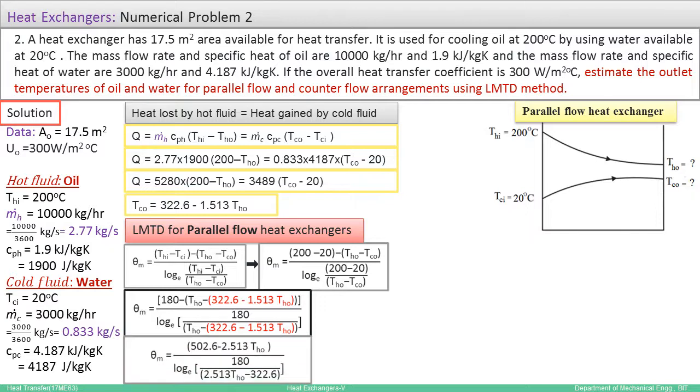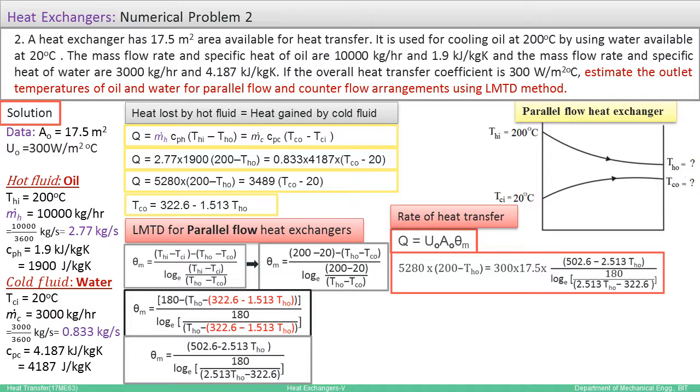And when you try it out after the simplification steps, we can arrive at theta m is equal to (502.6 minus 2.513 THO) divided by the natural log of (180 divided by (2.513 THO minus 322.6)). So this is the expression for theta m at this stage, but we can continue further by using the equation for rate of heat transfer. Rate of heat transfer is given by Q is equal to U naught A naught into theta m, where theta m is the LMTD.